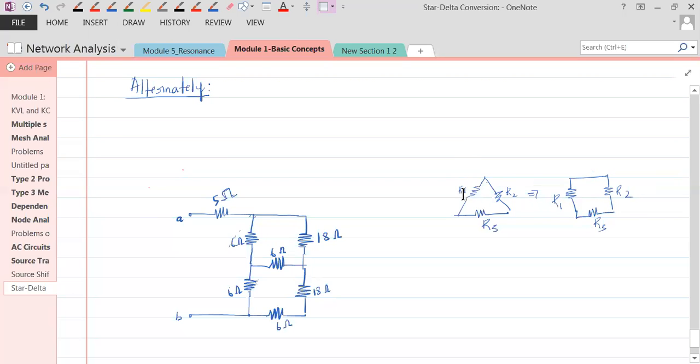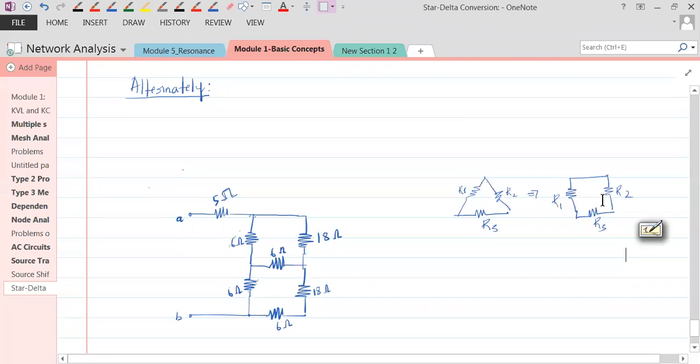They are not the slant ones. They don't have the slant lines in triangular fashion. Understand? If you are good enough to make out that this is also a delta, then you're through. So you need to have that visualization. 6, 6, 18, though they don't look like this, they are a delta. 6, 6, 18 ohms are forming a delta. Understand? So how to obtain a star?